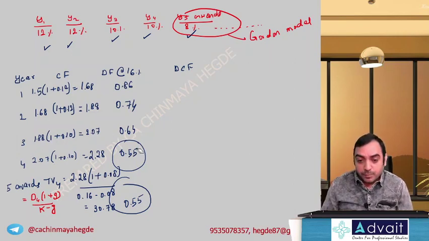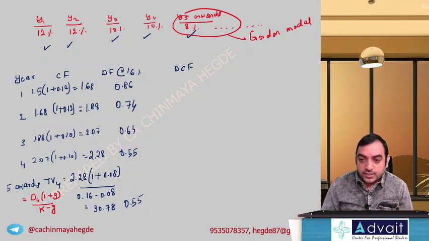Easy concept to remember. Let's multiply and do the total. 1.68 into 0.86, 1.44. 1.88 into 0.74, 1.39. 2.07 into 0.64, 1.32. 2.28 into 0.55, 1.25. 30.78 into 0.55, 16.9.